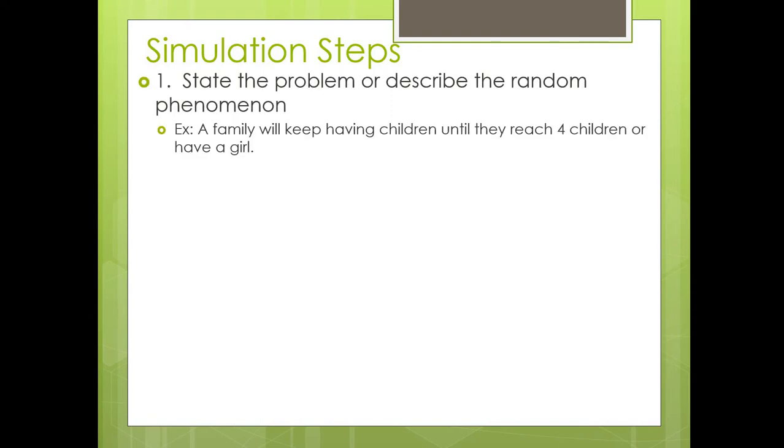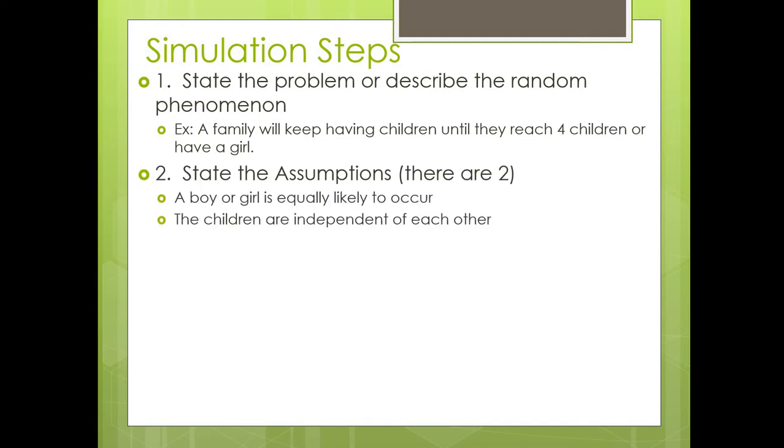All right, so steps to simulation. 1, you want to state the problem and describe what the randomness is. So we just restate our problem. We have a family, we'll keep having children until they reach 4 children or having a girl.